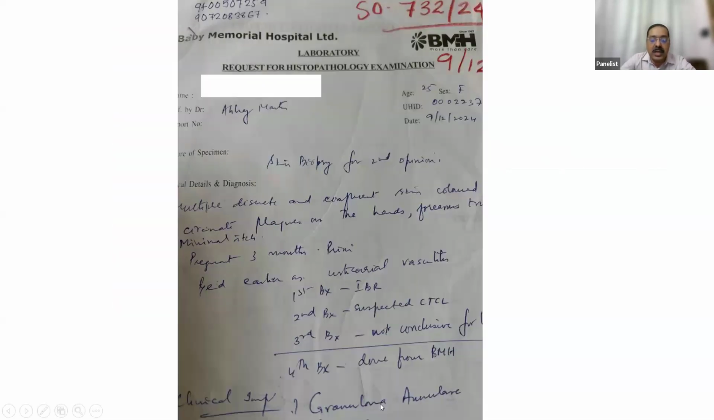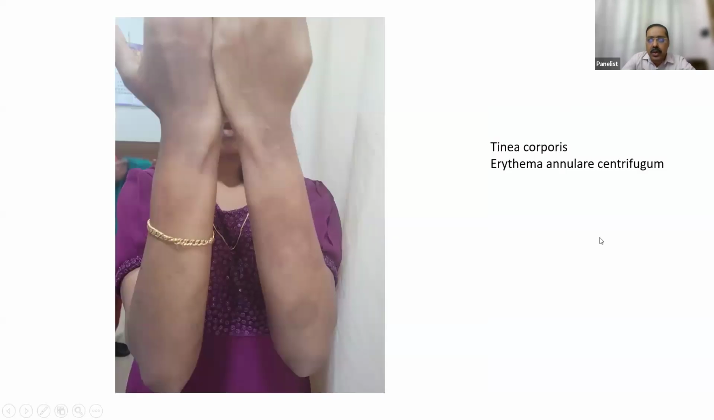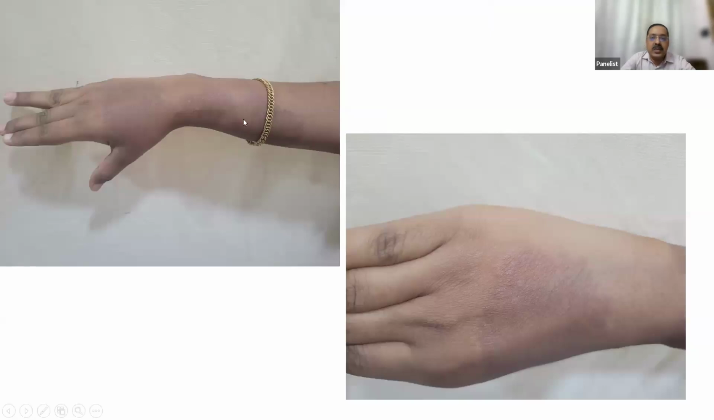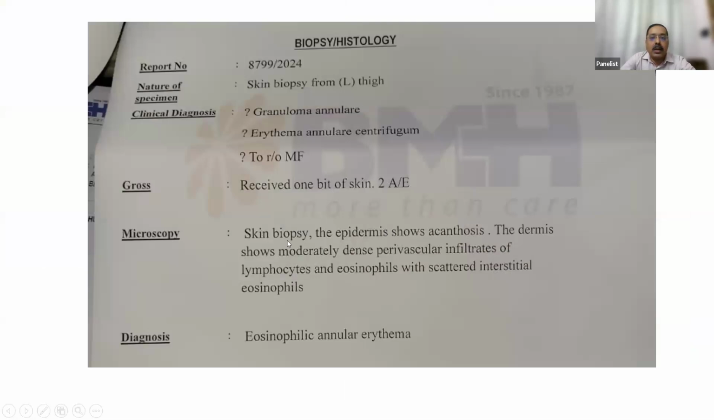The first of them was granuloma annulare, because that was not thought of at that point in time. Then tinea corporis and erythema annulare centrifugum were my other differentials. And this was the lesion on the forearm and on the dorsum of the hand. And she's around third month pregnant. Now, to rule out MF was included here because there was an earlier diagnosis of MF. Now, I didn't get the slides.